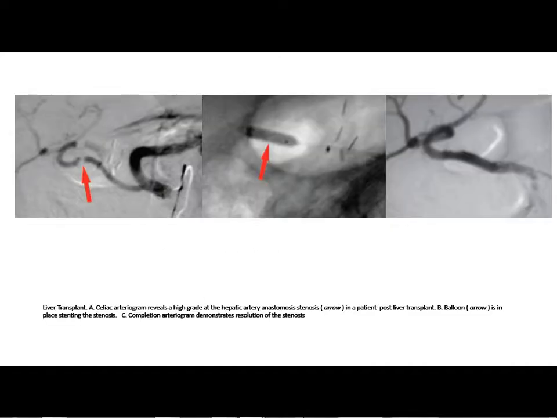This is a liver transplant. A, celiac arteriogram reveals high-grade hepatic artery anastomosis stenosis in a patient post liver transplant. B, balloon shown in place across the stenosis. C, after completion angiogram demonstrates resolution of the stenosis. This is the stenosis, and the balloon in the middle. They just inflate the balloon and complete.